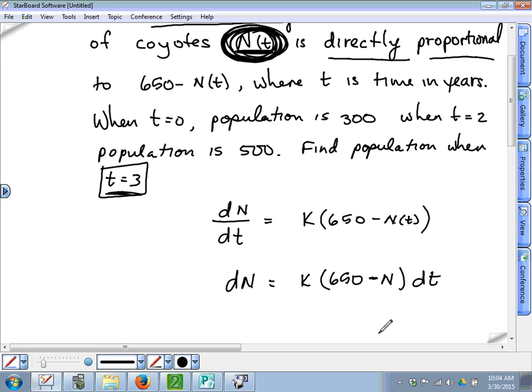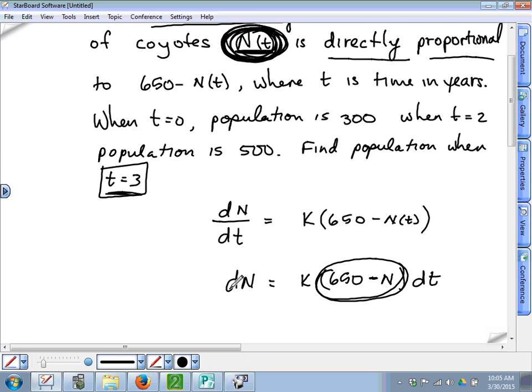Well, that's just a constant. You can pull it out. You need to look carefully here. Look at the screen. We're taking the integral with respect to time here, but this is N, and over here we have dN. So this needs to move, this 650 minus N. N is a function of time, so I'm just going to call it N. N just represents a function of t. So we've got to move this 650 over here so we can separate the variables.